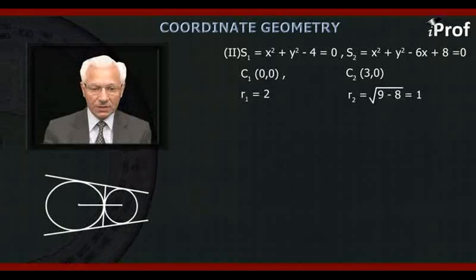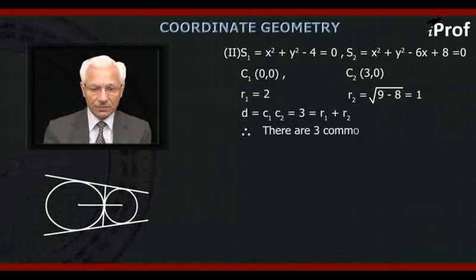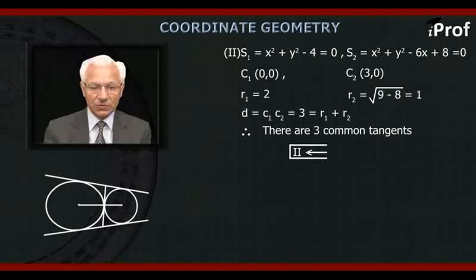Clearly D, the distance between the centers C1, C2 is equal to 3, which is equal to R1 plus R2. That means D is equal to R1 plus R2. Hence, there are 3 common tangents, as is illustrated by the adjoining diagram. Therefore, question 2nd is matched to statement B.